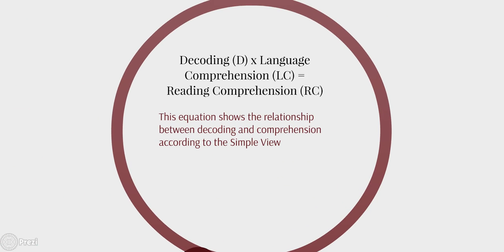This paradigm is demonstrated through this equation: decoding times language comprehension equals reading comprehension. So it's the interplay of those two factors. It's not enough to decode, you have to understand a language. For example, I can decode Spanish because I learned the different pronunciations, but I don't really understand a lot of Spanish. Since I don't have that language comprehension piece, I could probably read you something in Spanish, and a Spanish-speaking person might be able to understand it, but I myself would not understand it.